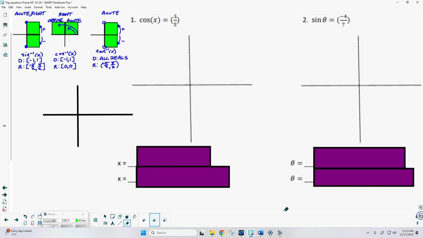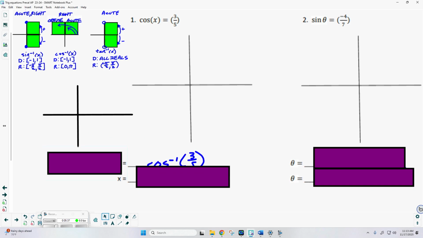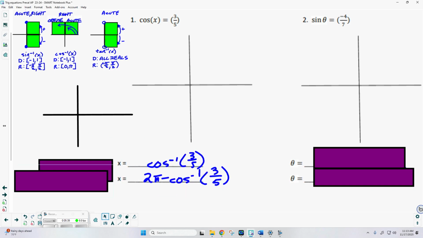Okay, that's 4 minutes. Let's go ahead and check to see how we did. So number one, cosine of x equals 3/5. Here are the two solutions that I got. Cosine inverse of 3/5 and 2 pi minus cosine inverse of 3/5. And remember, if you decided not to use the -1 notation and you put arc in front of it, perfectly fine. Okay. Did we want to talk about number one?